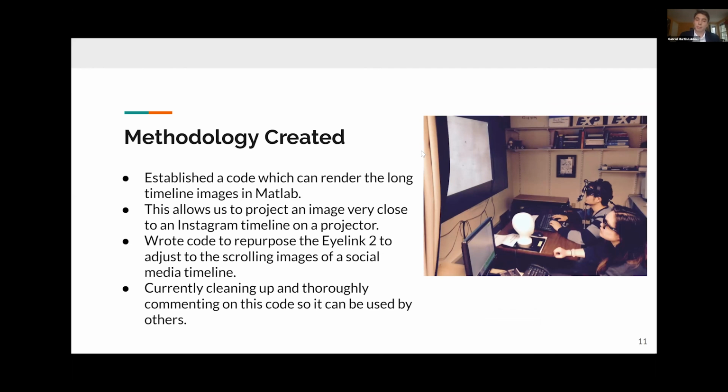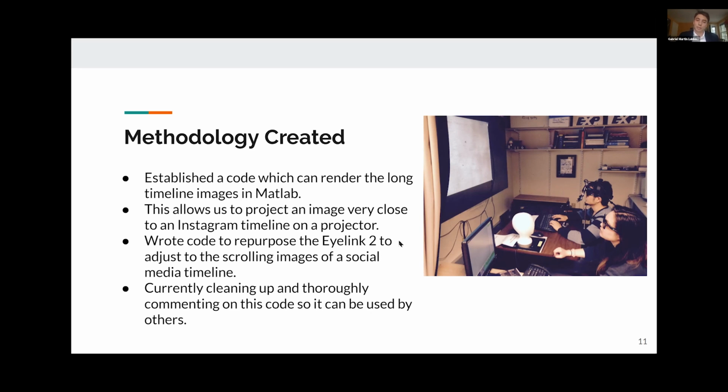We established a code that can render those long timeline images in MATLAB, and this allows us to run a study of any sort of social media. Anything that is run in a scrolling fashion, I could just plug those images into this and run something that looks a lot like that app. Additionally, we've repurposed the parsing of the data so that it can adjust based on how far the image is scrolled at any given point.